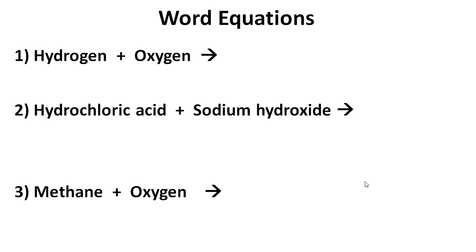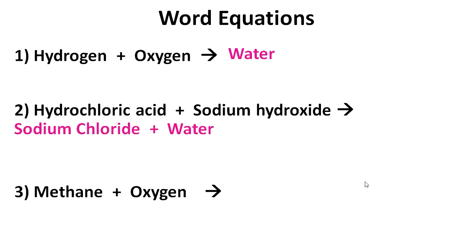Let's practice some more. Complete the word equation, write the symbol equation, and balance these 3 questions. Pause the video whilst you do so. Now, let's go over the answer. Hydrogen plus oxygen is water. Hydrochloric acid and sodium hydroxide form sodium chloride and water. Methane plus oxygen forms carbon dioxide and water.